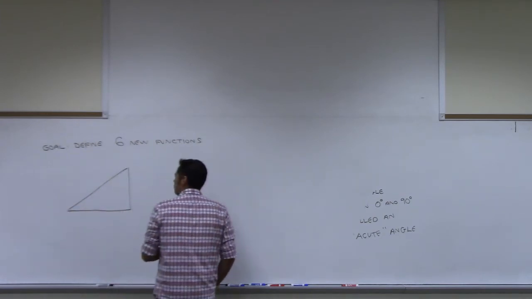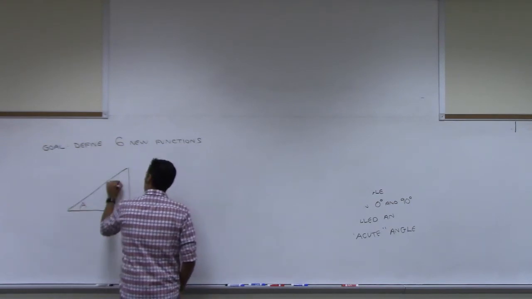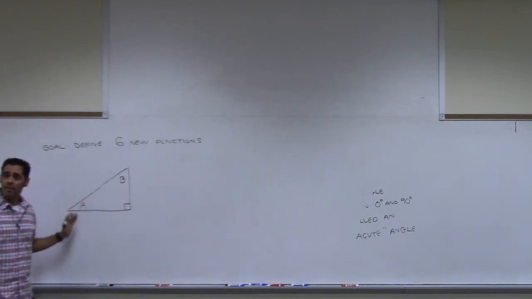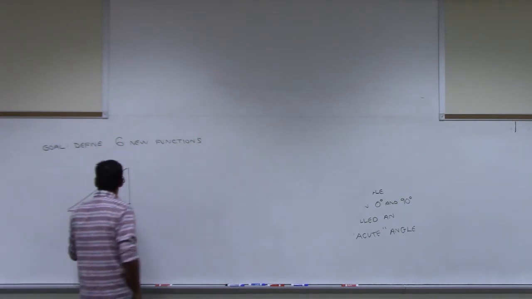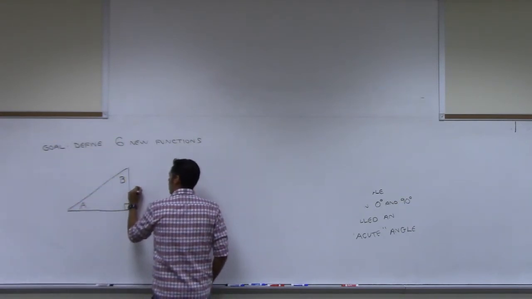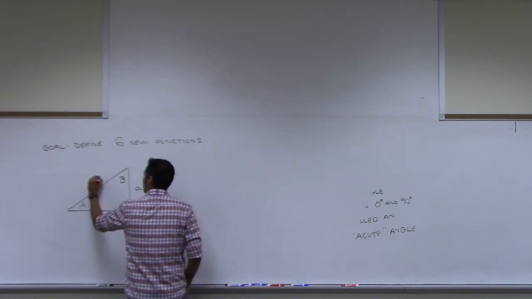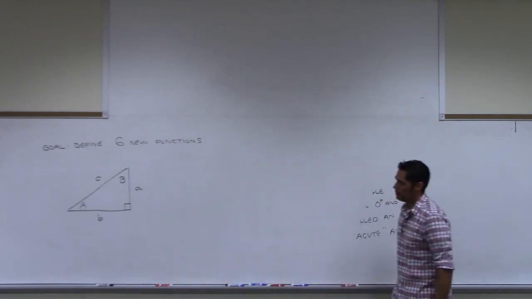And let's use capital letters for the angles, so I'm using that instead of theta and beta. And the side opposite of capital A is little a. The side opposite of capital B is little b. And then we're going to call this side over here C. The hypotenuse we're going to call C.